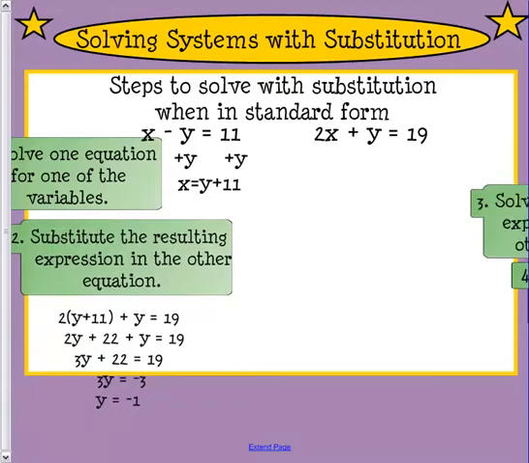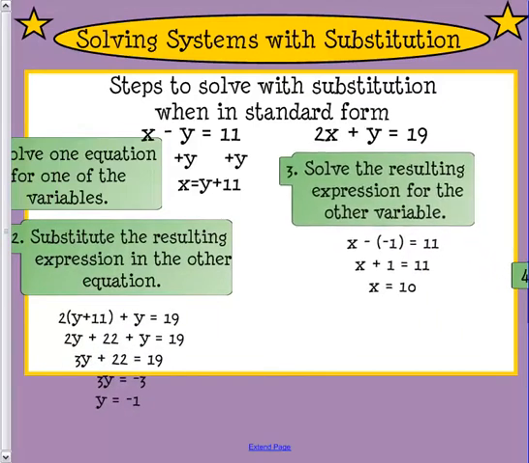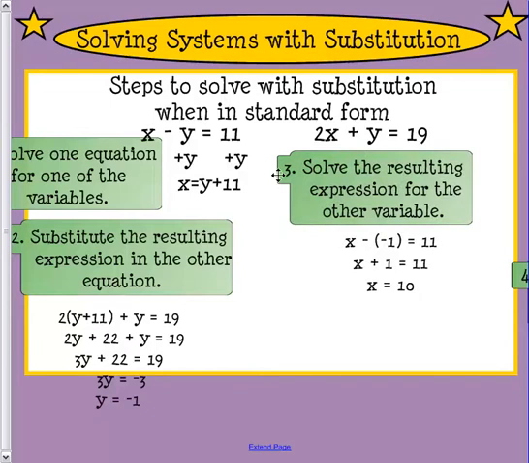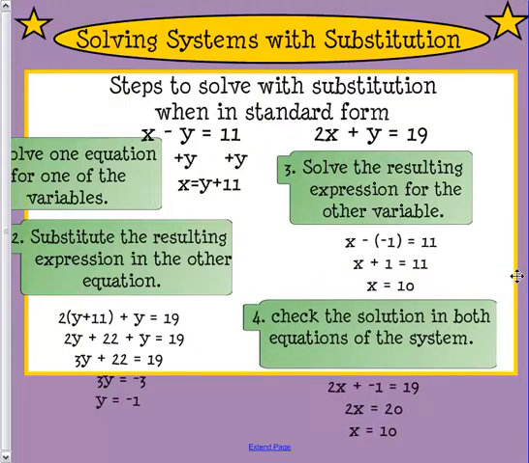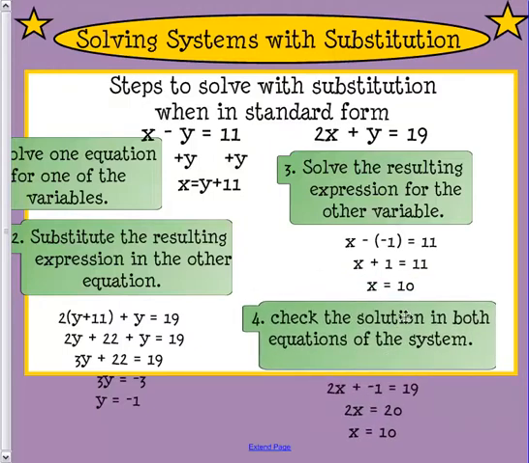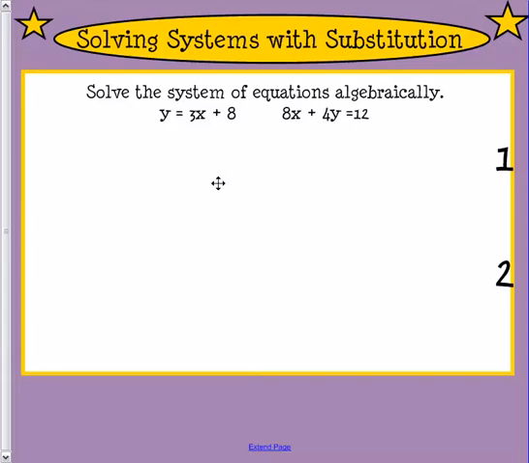The third step is to then solve for one of the variables, so x would equal 10 in this case, and then finally solve for the remaining variable by checking, and check that both y equals negative 1 and x equaling 10 again in the other equation. Okay, so let's try this one. That's only if we needed to put it in standard form.